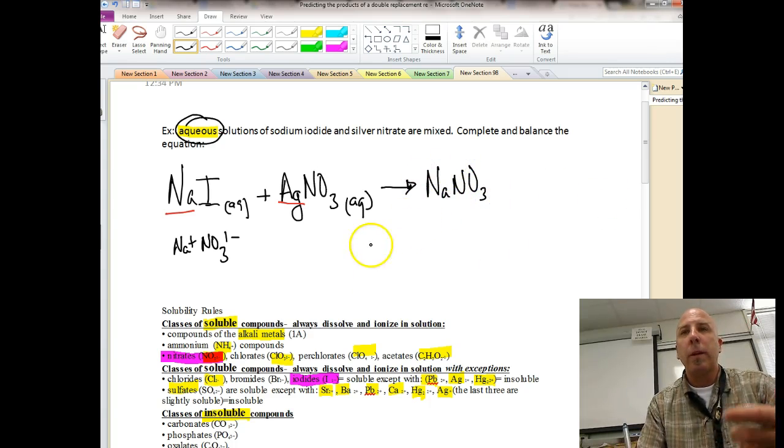Now, to determine if this is soluble or not, again, we're going to apply the solubility rules. Remember, alkali metals are always soluble.